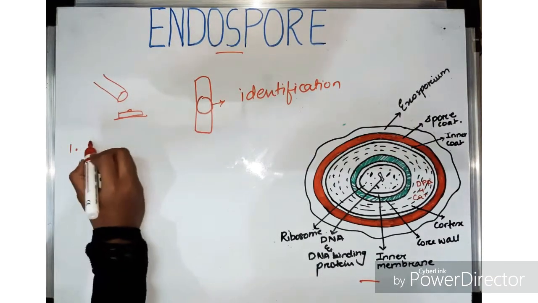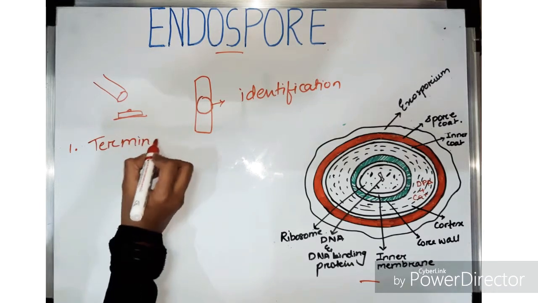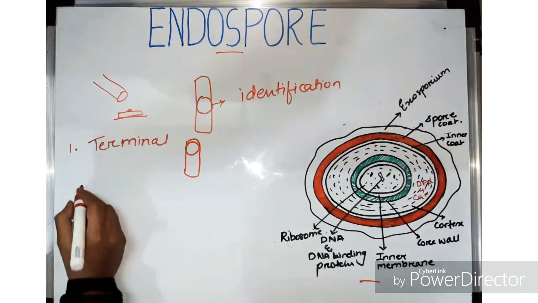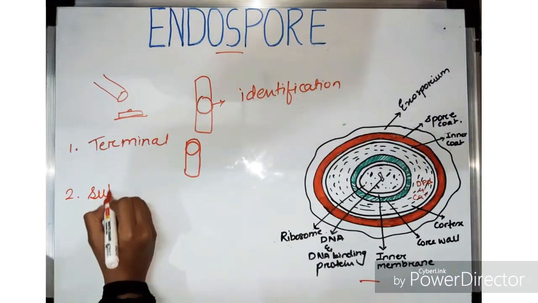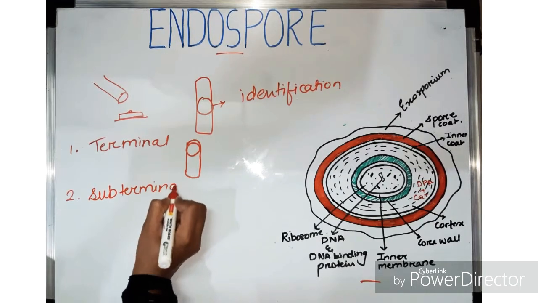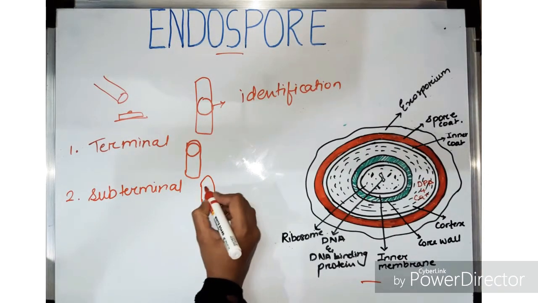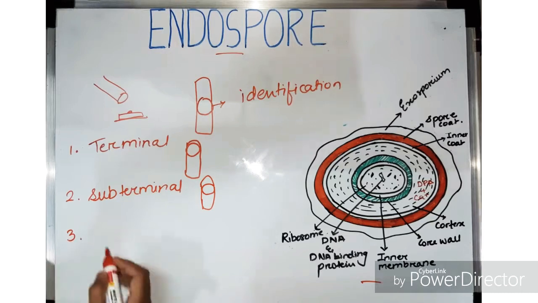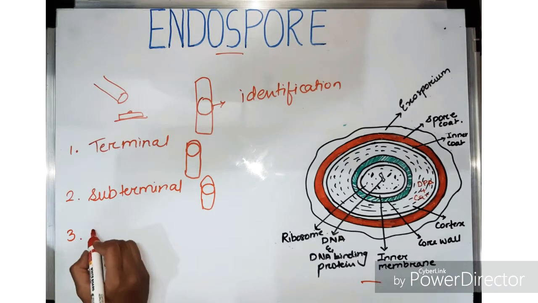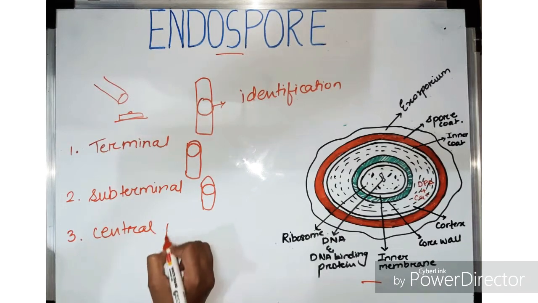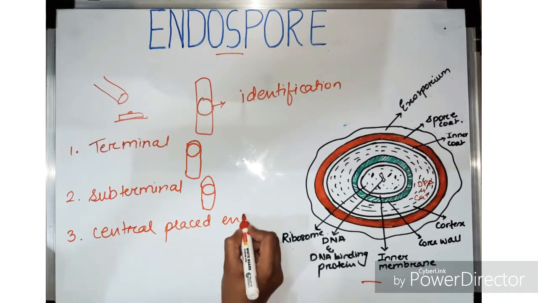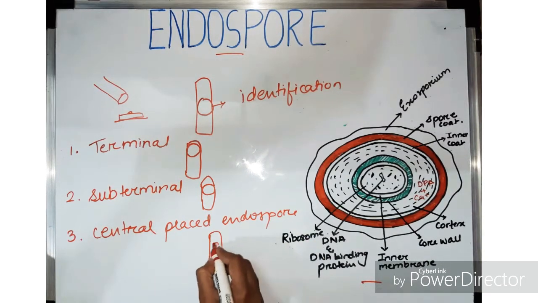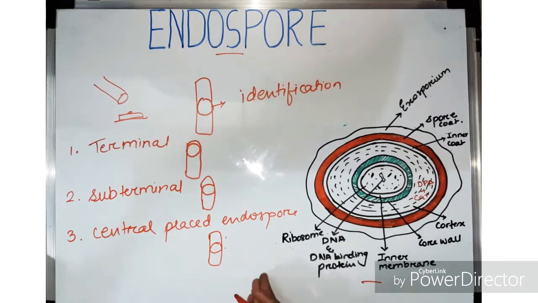The first is terminal, which is the endospore at the end pole of the cell. The second is subterminal, which is near the end pole, okay, close and near to the end pole. The third is the centrally placed endospore. The centrally placed endospore is in between the cell.